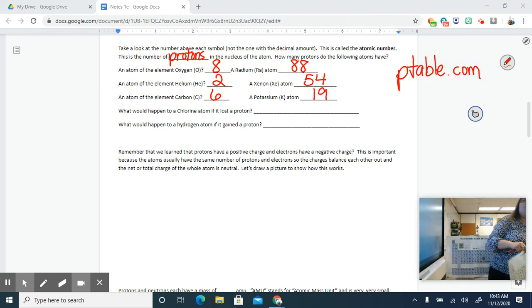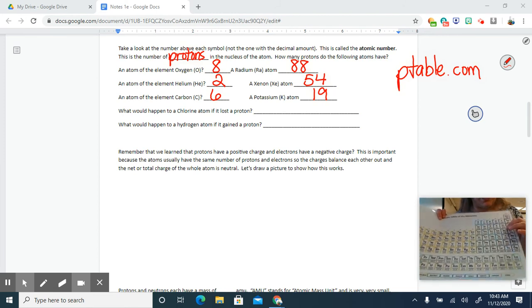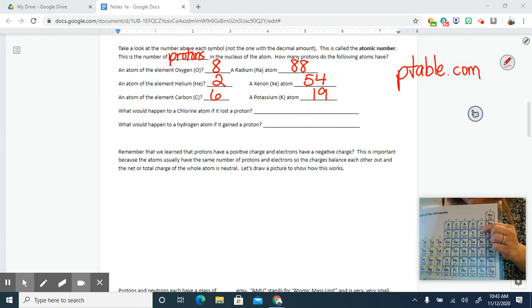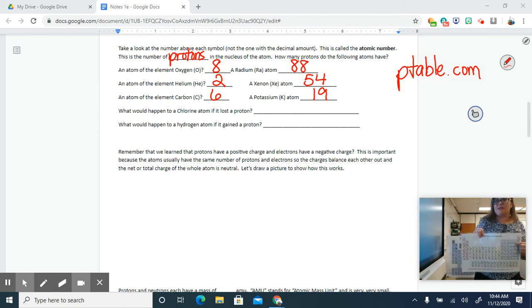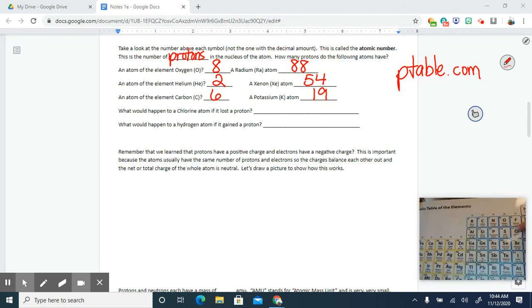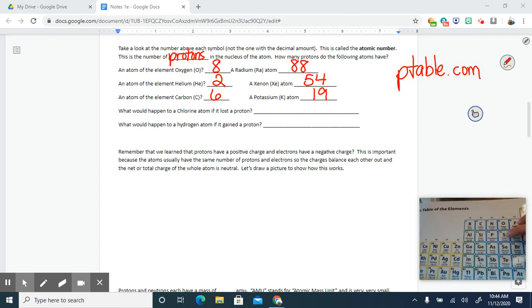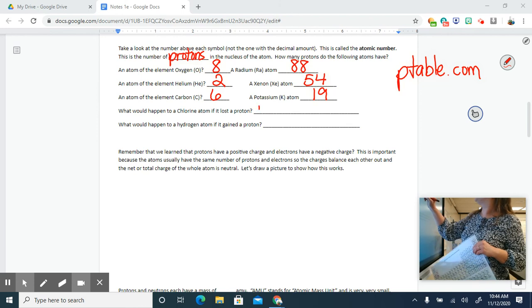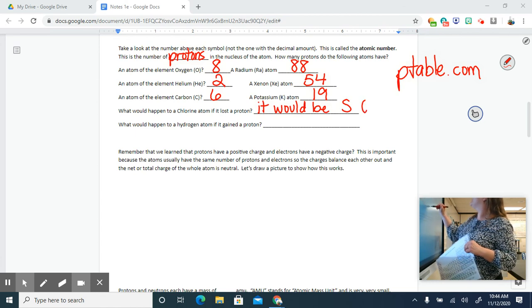So what would happen to a chlorine atom if it lost a proton? So first we got to find chlorine. Chlorine is a halogen, so it's over here on this side, Cl right there, and you can see it has 17 protons. So we know that the number of protons are what makes it chlorine. If something happened where it started to decay and it lost a proton, it's not going to be chlorine anymore. It's going to now be sulfur because it's gone down one. Why is it going to be sulfur? Because sulfur has 16 protons.